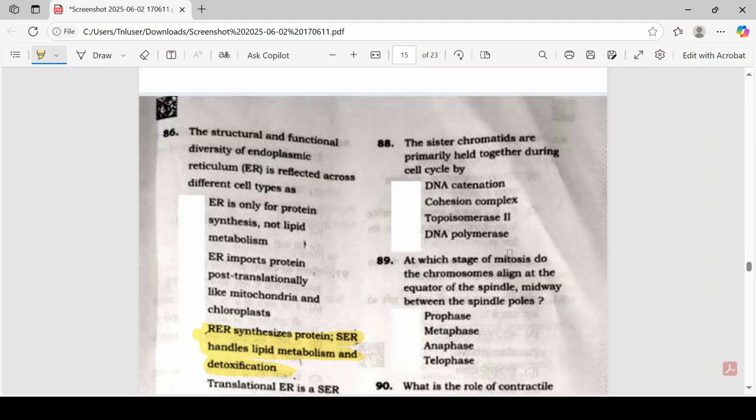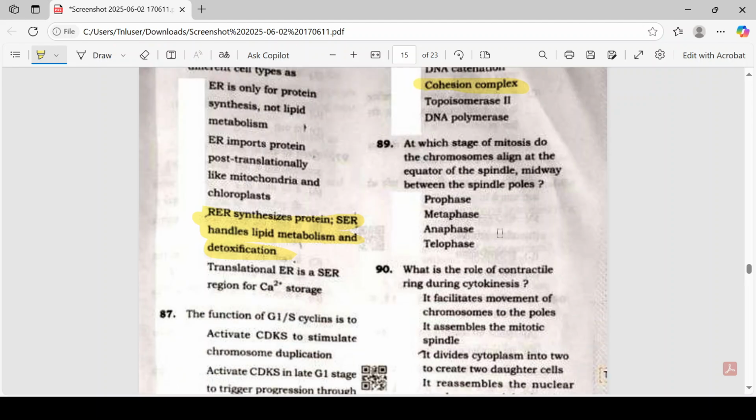For 88, the sister chromatids are primarily held together during cell cycle by, the correct answer will be cohesion complex, that is answer option number B. 89, at which stage of mitosis do the chromosome align at the equator of the spindle, midway between the spindle poles? So the correct answer to this will be metaphase.